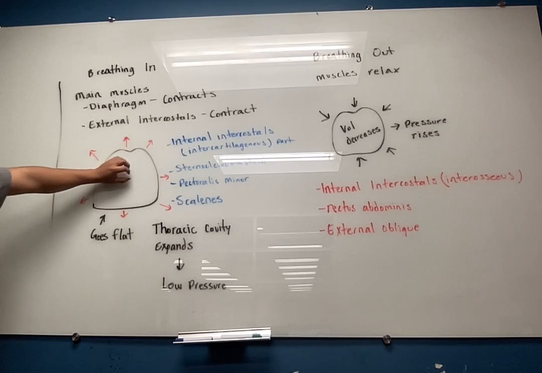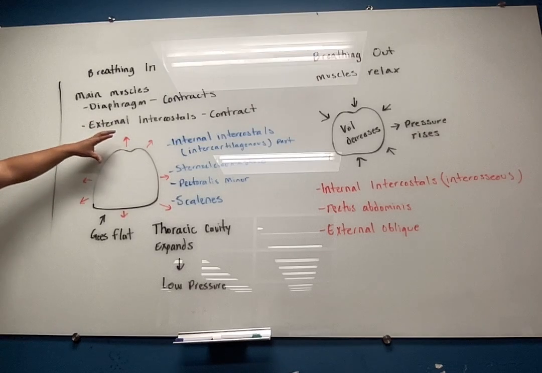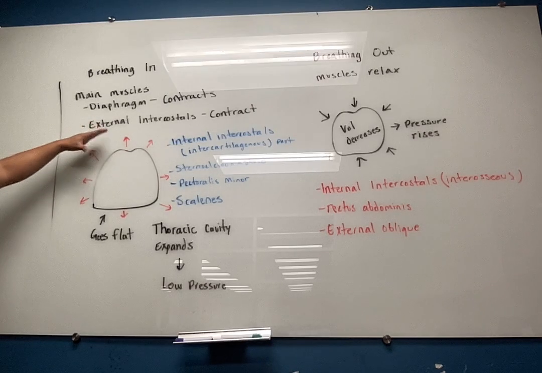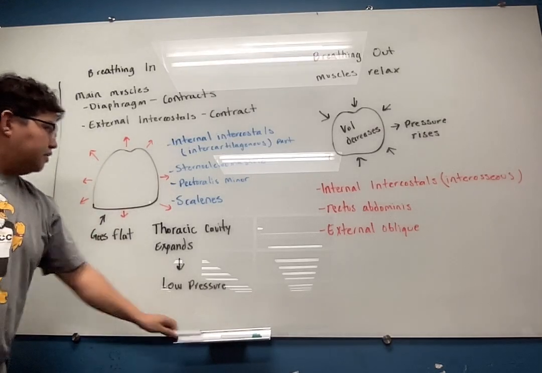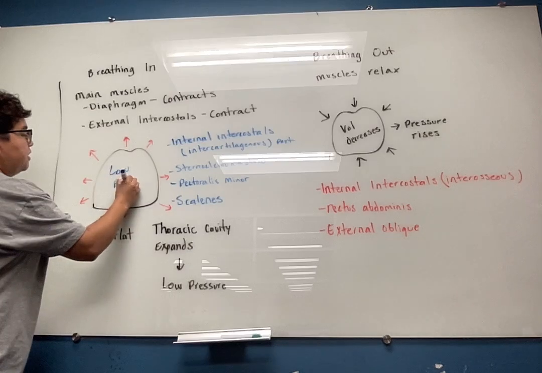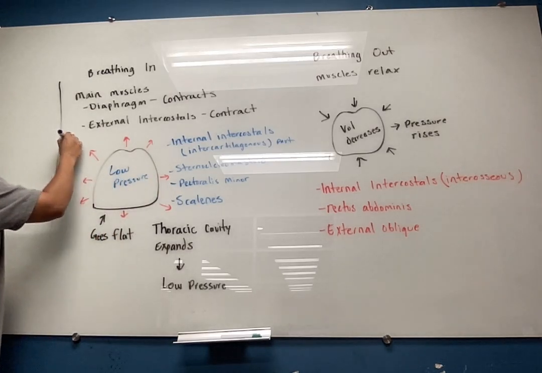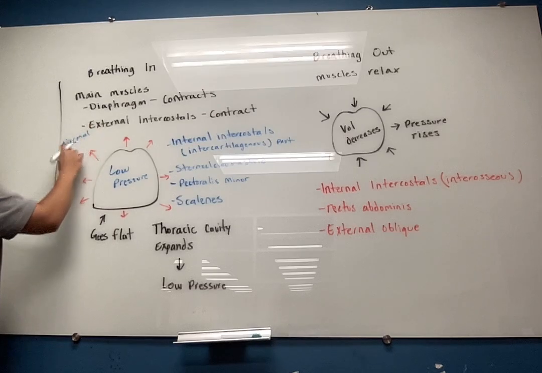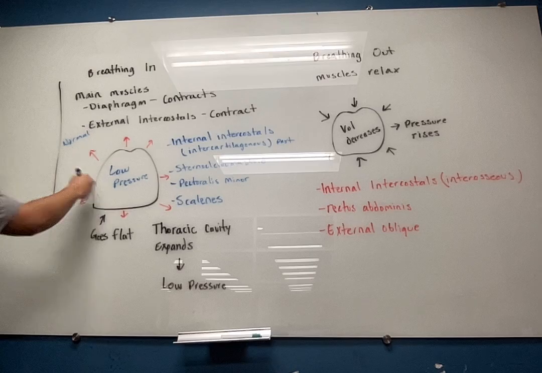So what happens when you make the thoracic cavity bigger is your volume gets bigger, right? And so when volume increases, pressure decreases. So you have low pressure here and inside your lungs, and then you have normal pressure outside, which is like the atmospheric pressure.